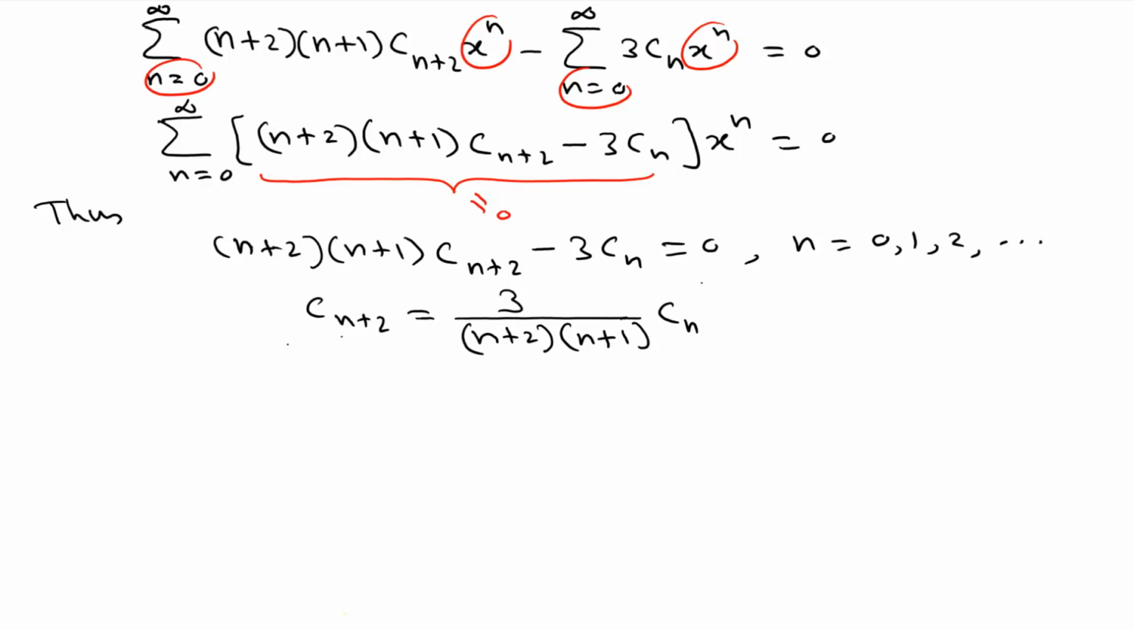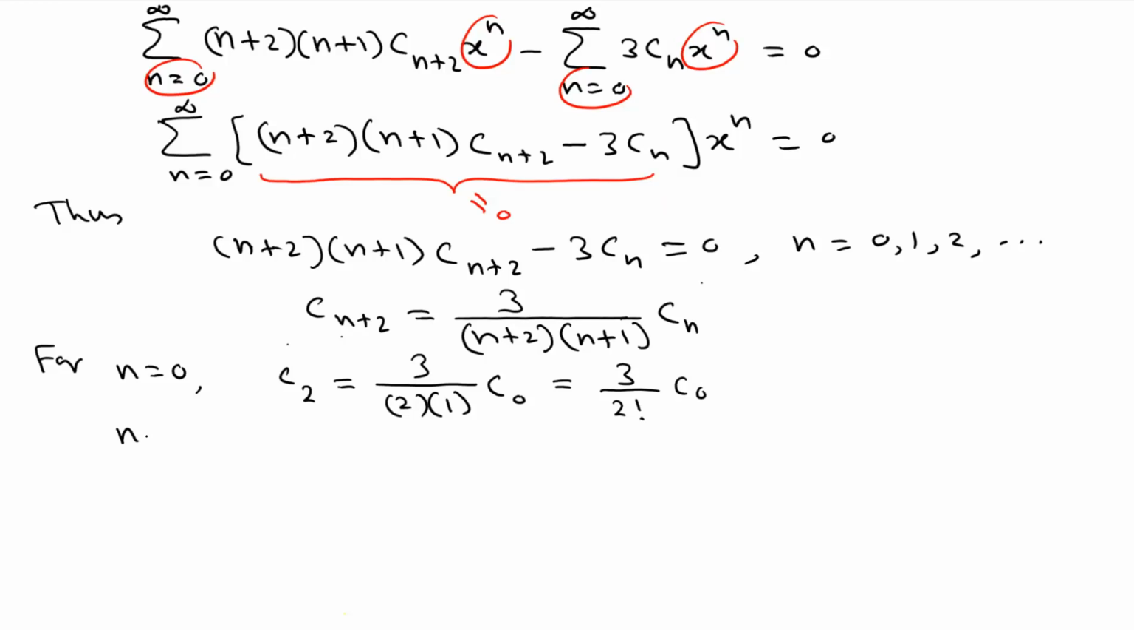Now what we can do, as before, is plug in values and try to find a few terms. Let's start with the first value, n equals 0. You get C2, which is 3 over, putting n equals 0, 2 times 1, times C0. If you simplify this a little, you get 3 over 2 factorial, C0.